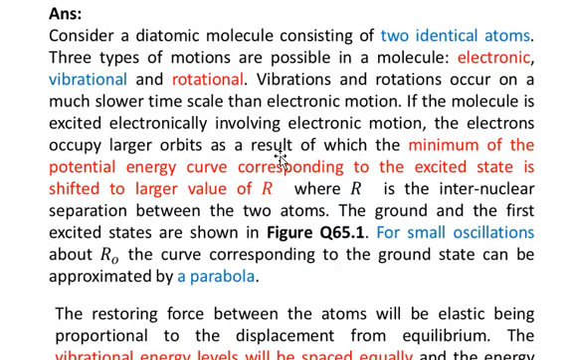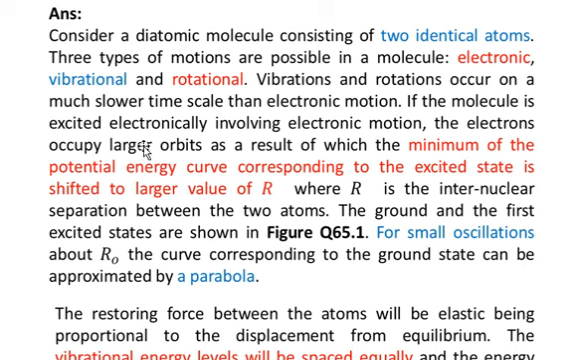The answer is, consider a diatomic molecule consisting of two identical atoms. Three types of motions are possible in a molecule: electronic, vibrational, and rotational. Vibrations and rotations occur on a much slower time scale than electronic motion.